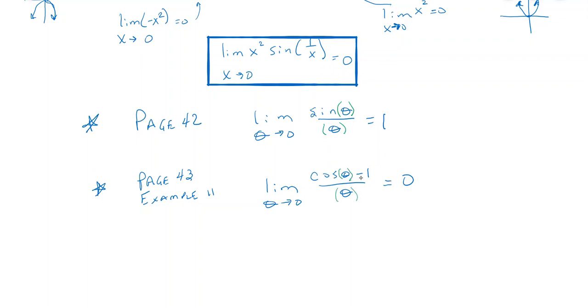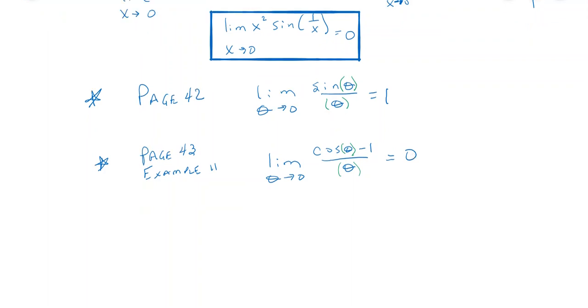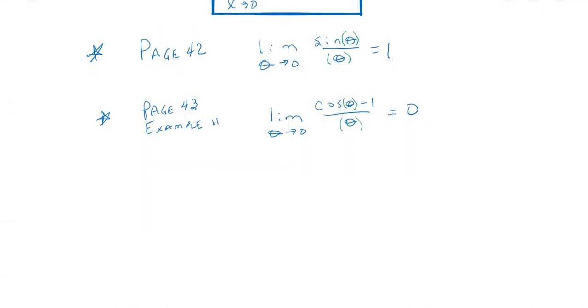So for the cosine minus 1, you get 0, and for sine, you get 1. Okay? All right. So what are we going to use this for? Let's look at problem number 49. And problem 49 says the limit as x approaches 0 of sine 3x over x. And we want to know what that is.